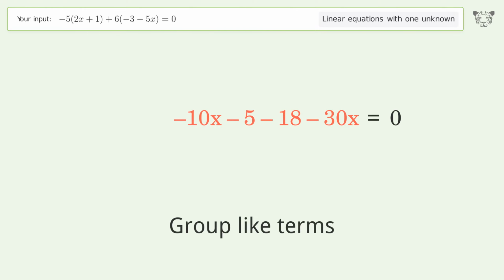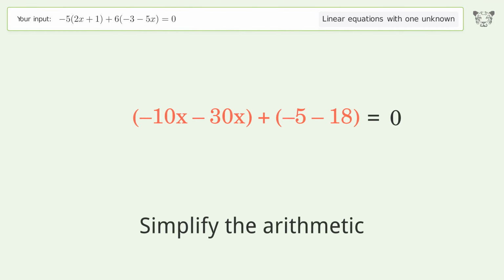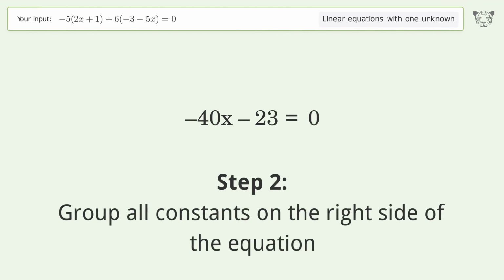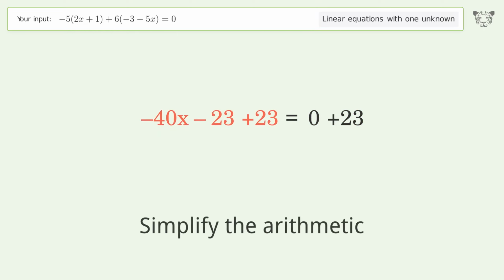Group like terms. Simplify the arithmetic. Group all constants on the right side of the equation. Add 23 to both sides. Simplify the arithmetic.